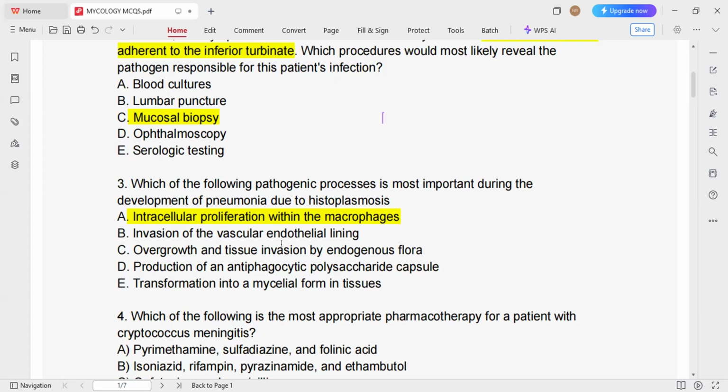Production of an antiphagocytic polysaccharide capsule. This one we have done. Which fungus does that? Navia, you've just told us. Which one has the polysaccharide capsule? Cryptococcus. Cryptococcus, yes. Transformation into a mycelial form in tissue.